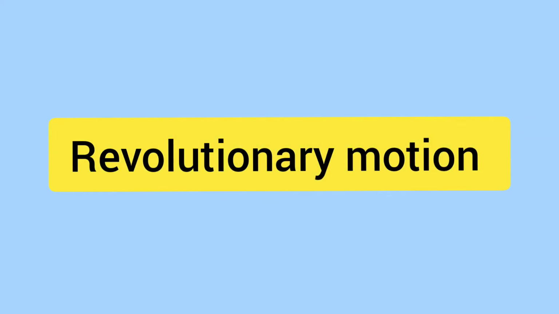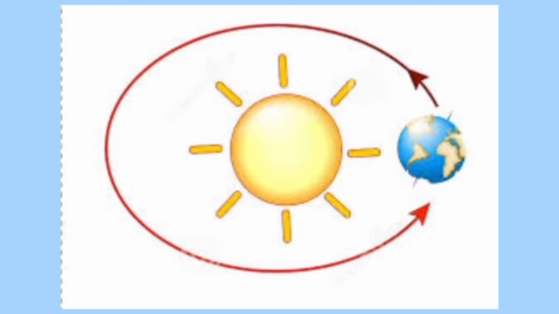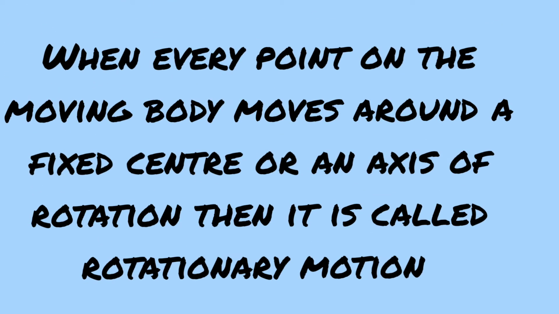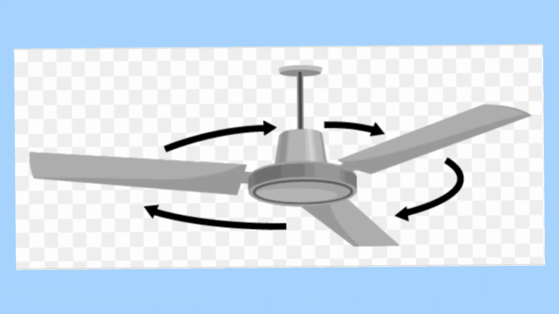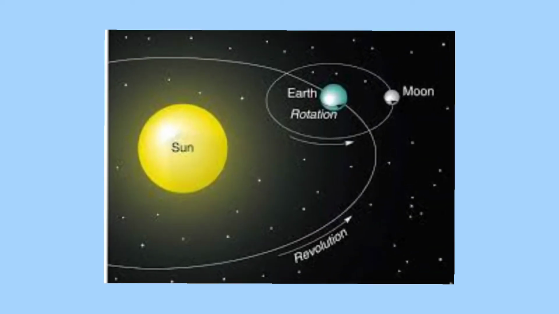Revolutionary motion. When an object as a whole moves on a circular path, its motion is called revolutionary motion. For example, revolution of earth around the sun. Rotationary motion. When every point on the moving body moves around a fixed center or an axis of rotation, then it is called rotationary motion. The motion of blades of a fan, the wheel of a sewing machine, the rotation of earth are all examples of rotationary motion.